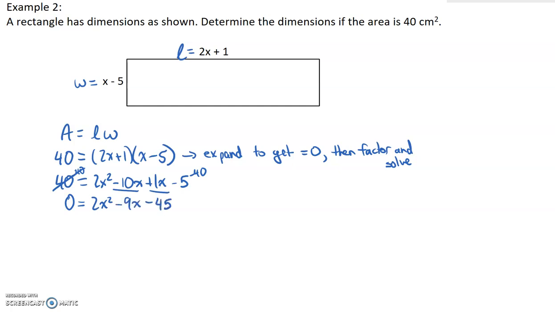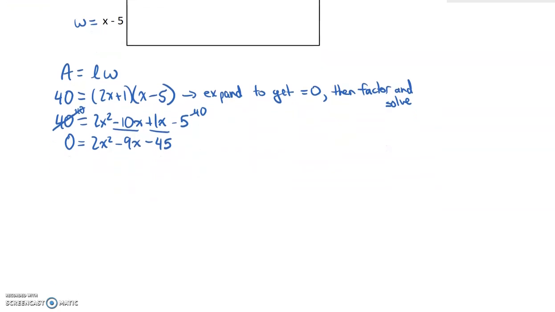minus 45. And now, unfortunately, this is not common factorable. So we have to use decomposition here. We can see that two numbers need to add to negative 9, multiply not to negative 45, but to 2 times negative 45, so you need to multiply to negative 90. It takes a little bit of work to find those two numbers, but we could start listing some factors of negative 90. We could list 1 and negative 90. Notice the bigger factor needs to be negative because they have to add to negative 9.